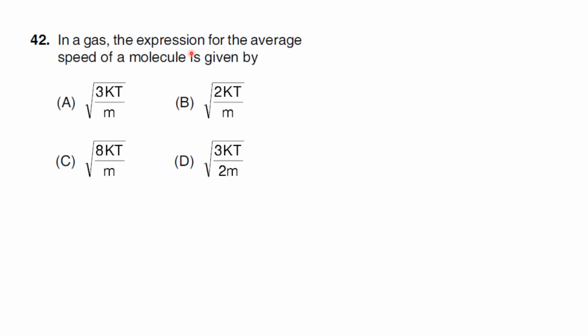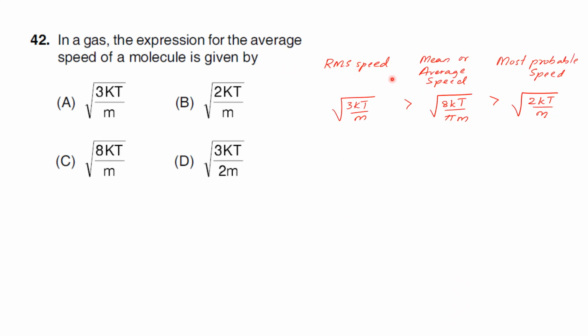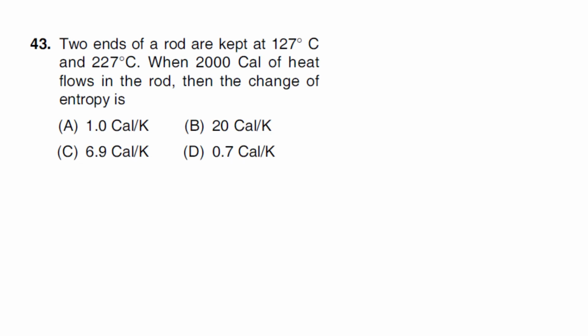In a gas, the expression for average speed of a molecule is given by: here the relation between RMS speed, mean or average speed, and most probable speed is like this. That is, square root of 3 kT by m is greater than square root of 8 kT by pi m, which is greater than square root of 2 kT by m, where average speed is square root of 8 kT by pi m. So therefore it should be pi m. Option C is correct.